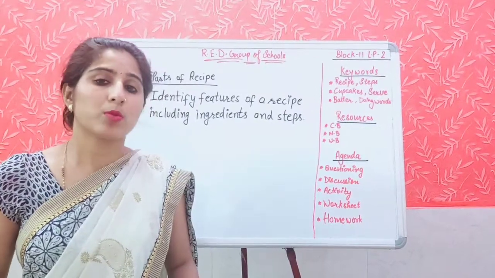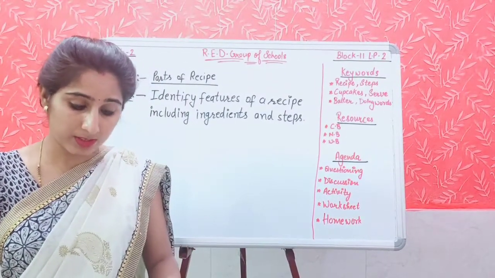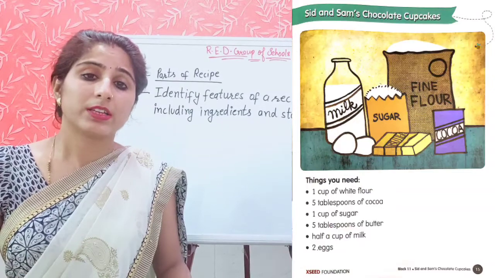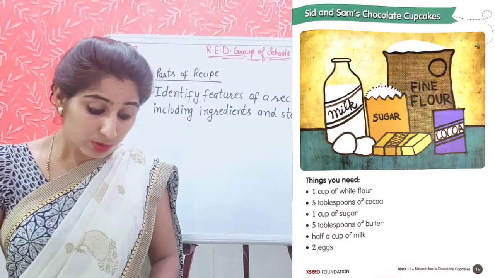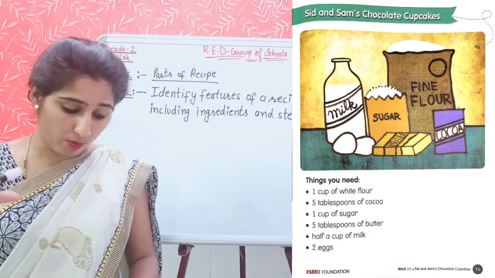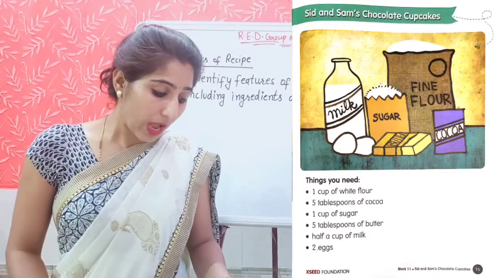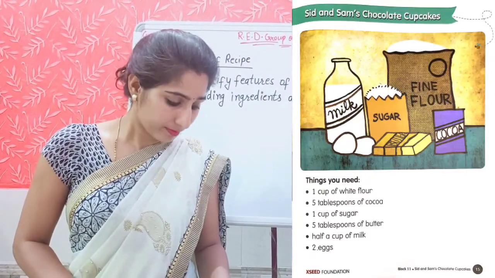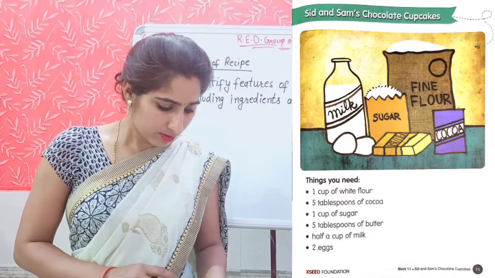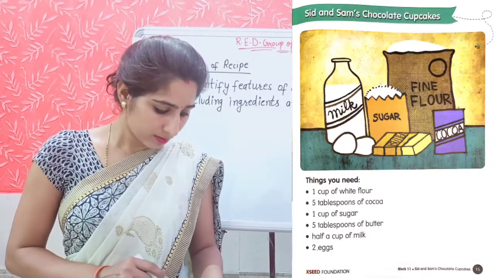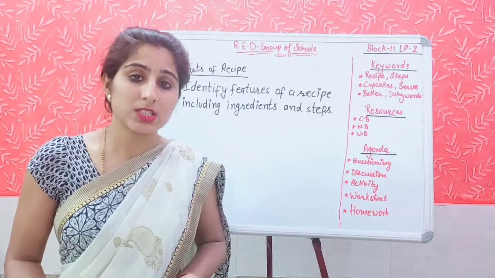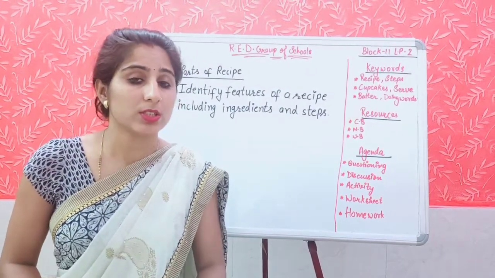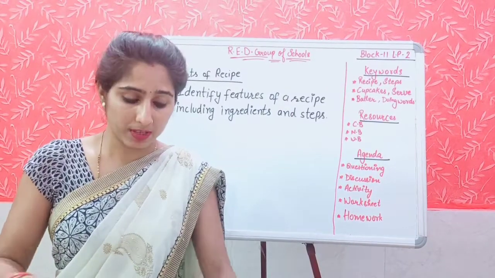Yes students, now I'm going to read the recipe of this thing. First I will read the ingredients and you will listen to it carefully. Things you need: 1 cup of white flour, 5 tablespoons of cocoa, 1 cup of sugar, 5 tablespoons of butter, half a cup of milk, 2 eggs. You need these ingredients. These things you need to make a cupcake.